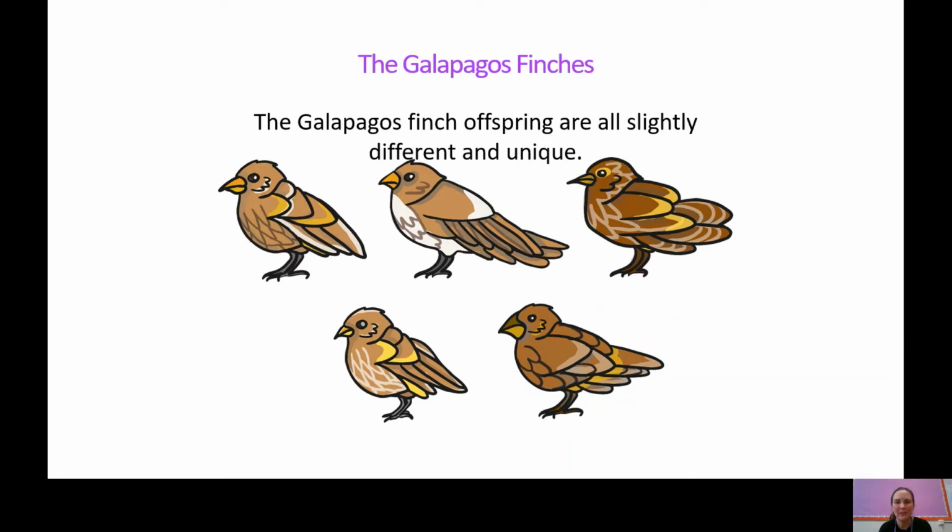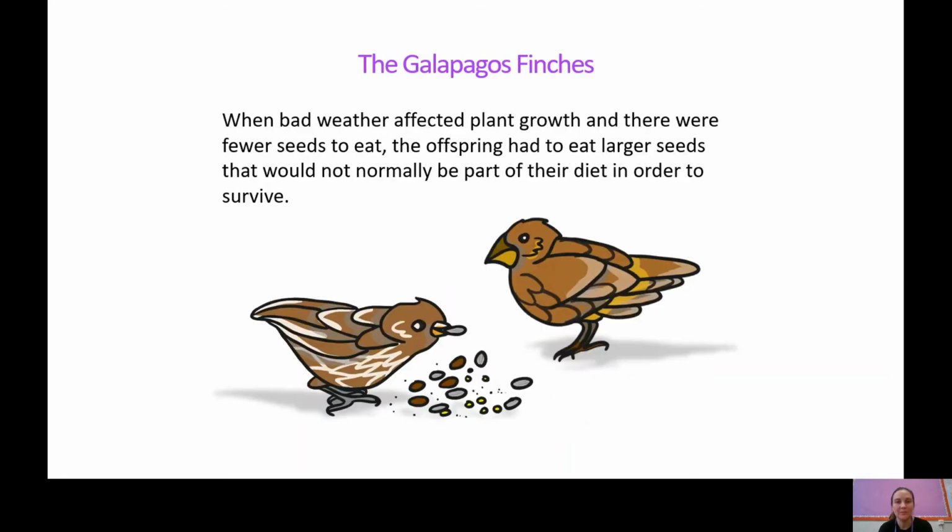Well done if you came up with some ideas. So what actually happened was, when bad weather hit the Galapagos Islands and affected plant growth, there were fewer seeds to eat. So that meant that the offspring, so the finch chicks, had to eat larger seeds than they would normally eat, and that would normally be part of their diet in order to survive.